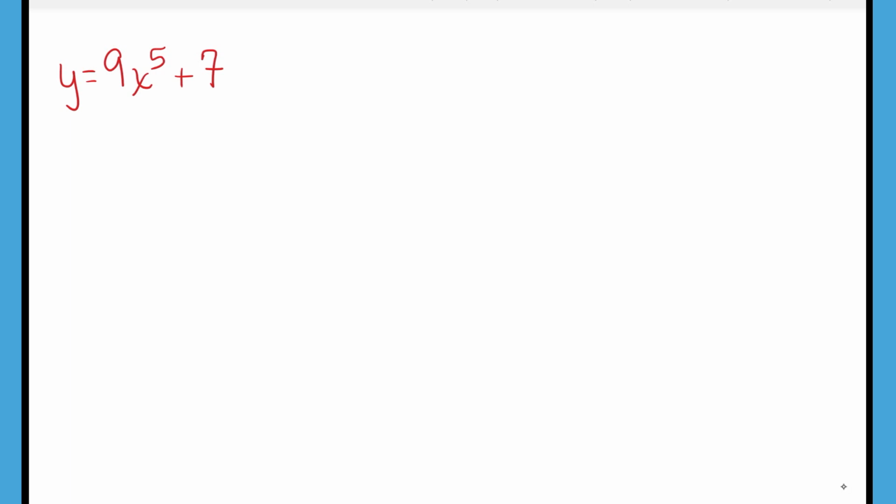So when I do the derivative, I leave the 9 alone. And when you do this rule around an x to a power, you multiply the power and then you subtract 1 from the power. That's like the power rule, right? And then the derivative of 7, of course, is 0. So I'm not going to write that. Silly me.